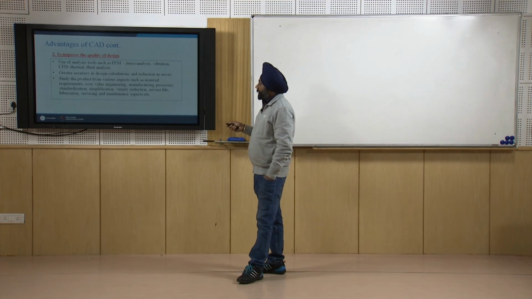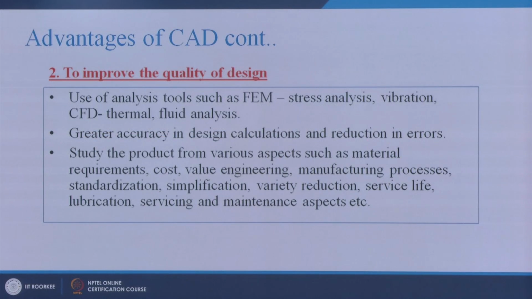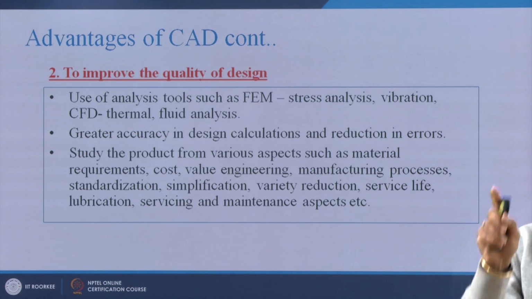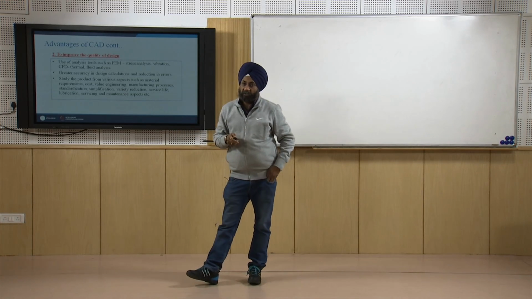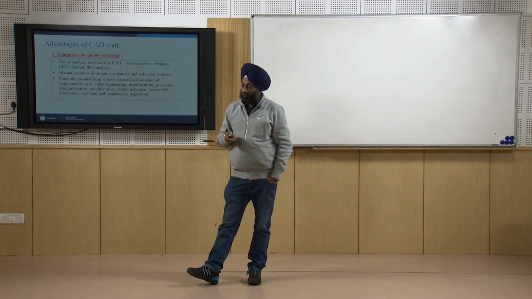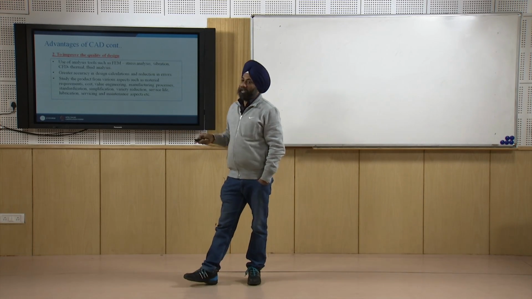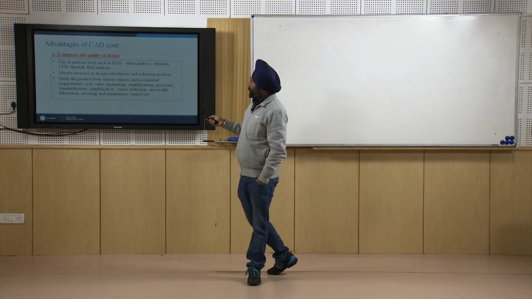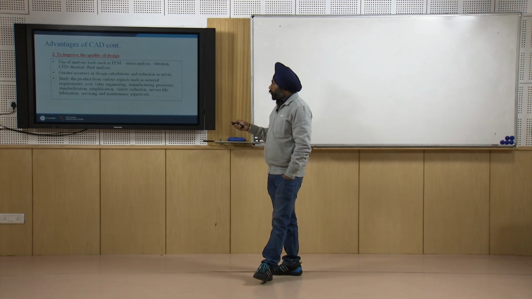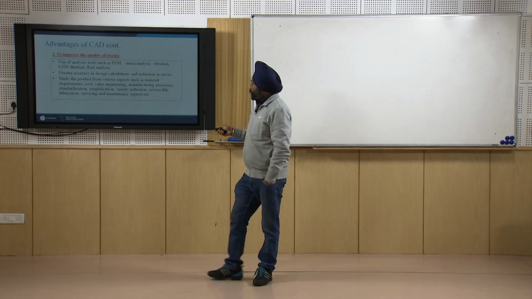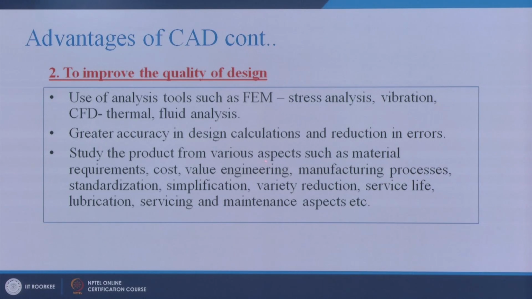Greater accuracy in design calculations and reduction in error. So human intervention is there, but since it is system based and auto correction features are also there in many design software, the chances of error get minimized and the design calculations are more or less accurate. And we can study the product from various aspects such as material requirements, cost, value engineering, manufacturing processes, standardization, simplification.